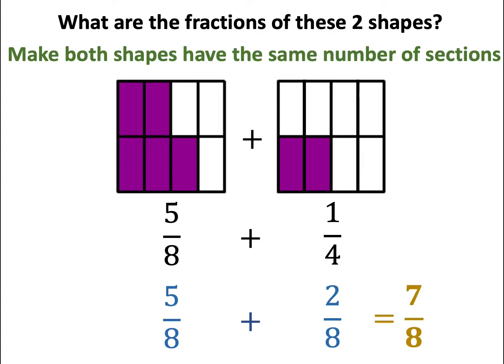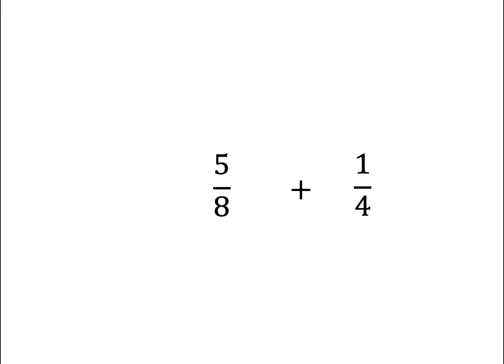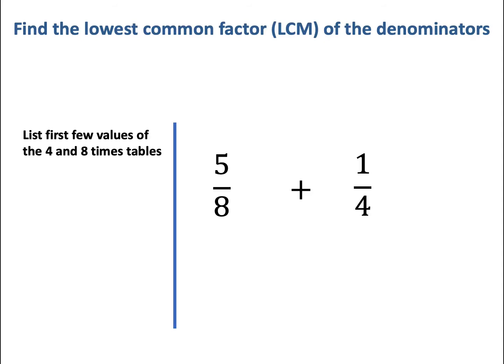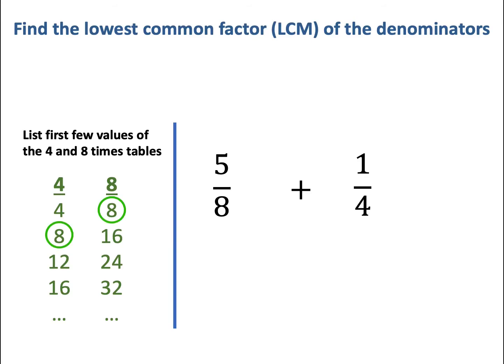There won't always be visual representations of the fractions we add and subtract, so how can we add fractions together that have different denominators? We would find the lowest common multiple of the denominators. This is the first number that appears in the times tables of the two numbers. How we can find the lowest common multiple is by first listing the first few multiples in the 4 and 8 times tables. Next, we identify the first value that appears in both lists. The lowest common multiple of 4 and 8 is 8.